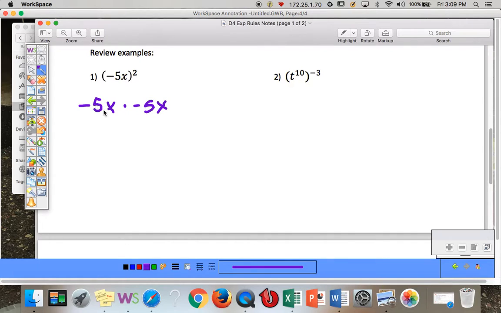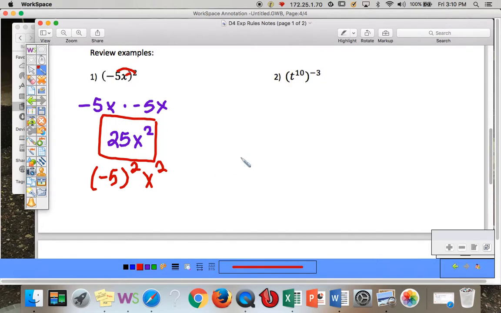A negative times a negative is a positive. And then we have x times x is x squared. Now, if you were to put this in your calculator, remember we're distributing, this would be a negative 5 squared. Put parentheses around the negative 5 to tell the calculator to square the negative 5. And then you'll get the positive 25. Okay, so don't forget those parentheses.